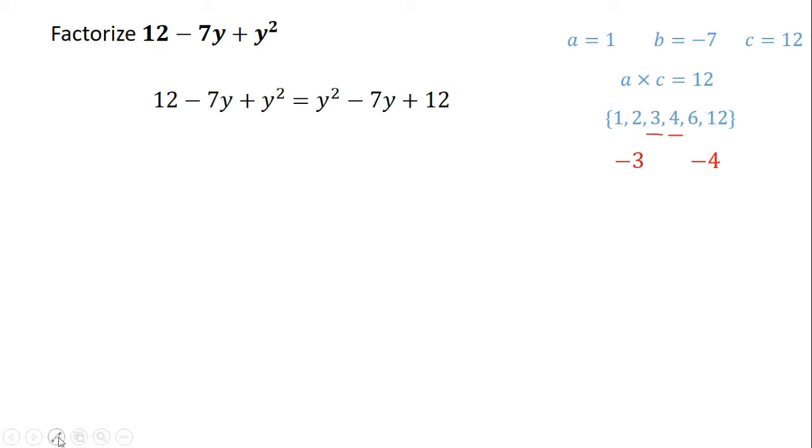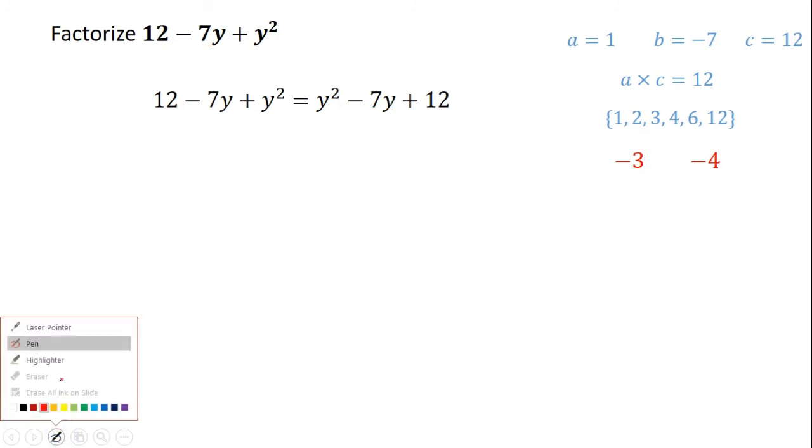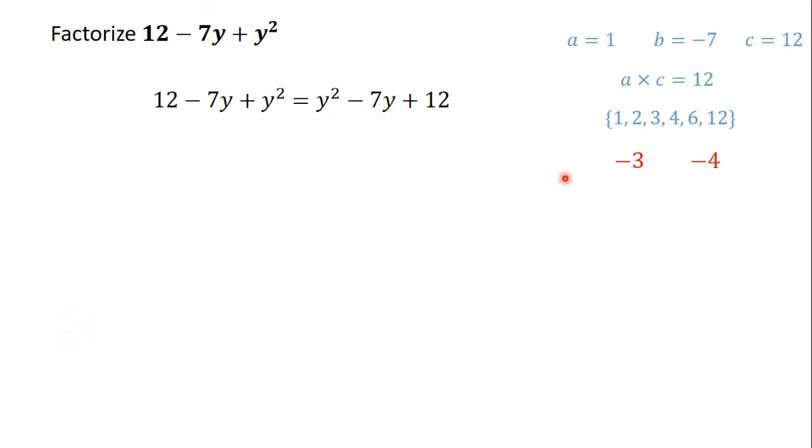The fourth step says that after we have found those two numbers, we will replace B with those two numbers. So here we are going to replace minus 7 with these two numbers, that is minus 3 and minus 4. So we will replace minus 7y with minus 3y and minus 4y. So let's do that.